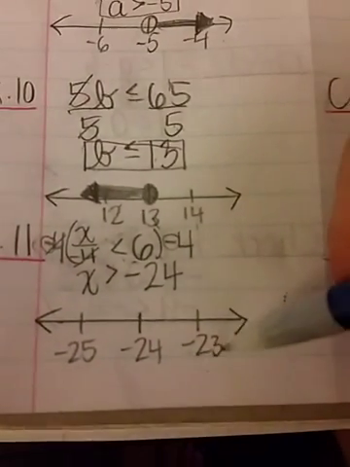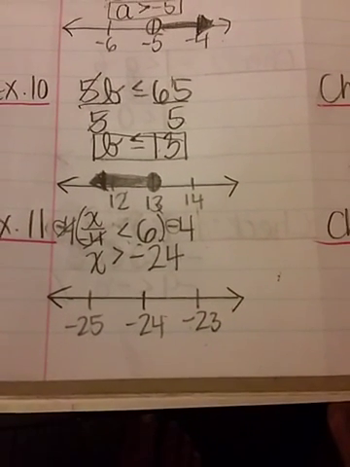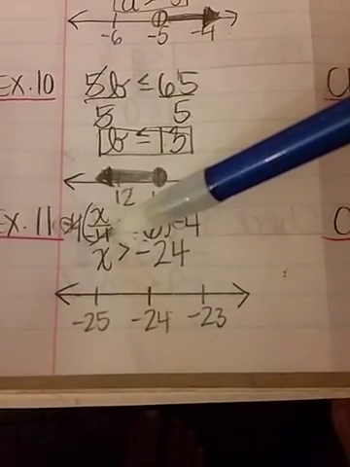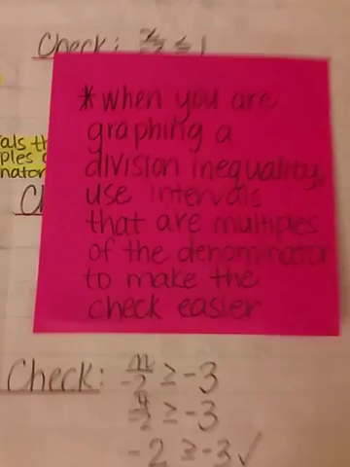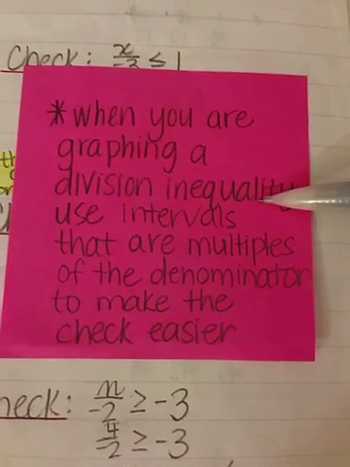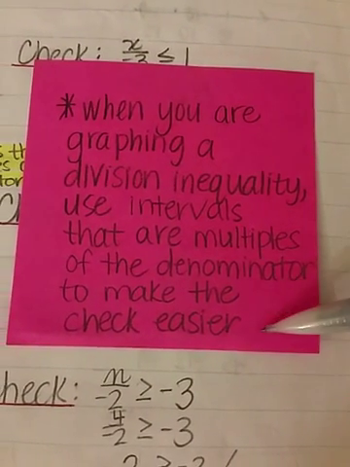That's what we originally did in class. But then when we do our check, it's much easier to use multiples of the denominator. And if we look in our notebooks, we made a post-it that said, when you're graphing a division inequality, use intervals that are multiples of the denominator to make the check easier. So instead of using negative 25 and negative 23, I am going to use multiples of the denominator.